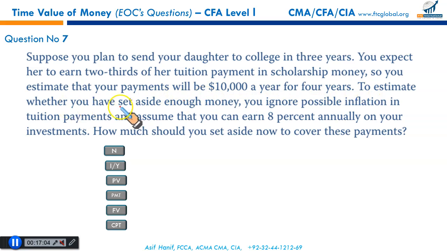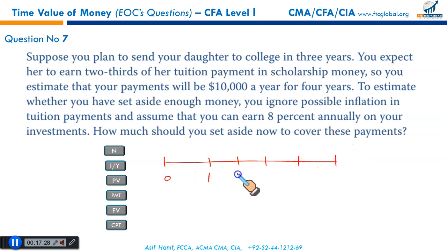To estimate whether you have set aside enough money, you ignore possible inflation in tuition payments and assume that you can earn 8% annually on your investments. How much should you set aside now to cover these payments? So for questions like these, if you draw a timeline, it will make it much easier for you to calculate.